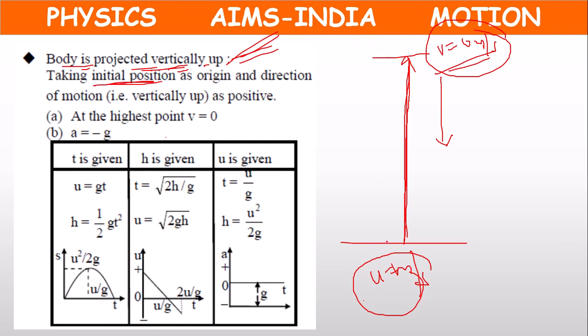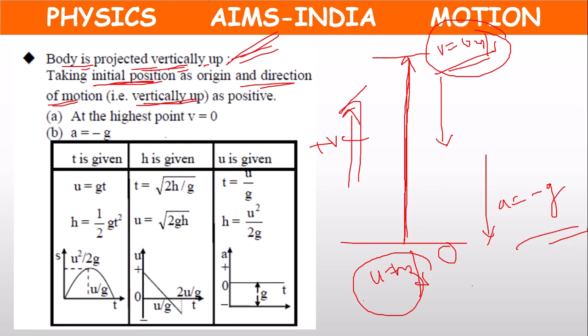So initial position, let's take as origin. And the direction of motion, vertically up, is taken as positive direction, but acceleration acts downwards. The ground tries to attract the body downwards. Acceleration is acting downwards, so acceleration is to be taken as negative, because upward direction we have taken as positive, so downward direction will be negative. So the a value will be minus g.